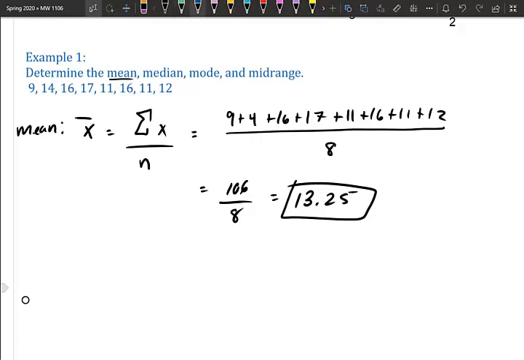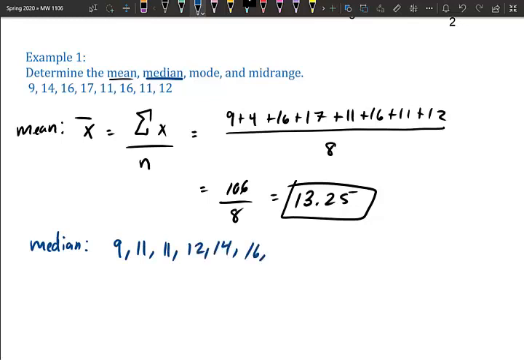Now let's find the median. So the median is the one that's in the middle. So the one in the middle, how do we know that? Well, we have to put it in order. So let's go ahead and put it in order. When we do, we have 9, 11, 11, 12, 14, 16, 16, 17. And then all we do is just find the one in the middle. So I like to just cancel out as we go along. So those 2 go away, these 2 go away, these 2 go away.